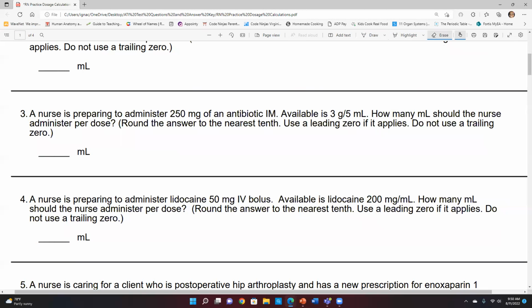I'm going to pause for a second, so hopefully you can set this up using the fractional ratio and proportion setup or using the actual formula. So I'm going to pause for a second, give you some time to actually set that up.